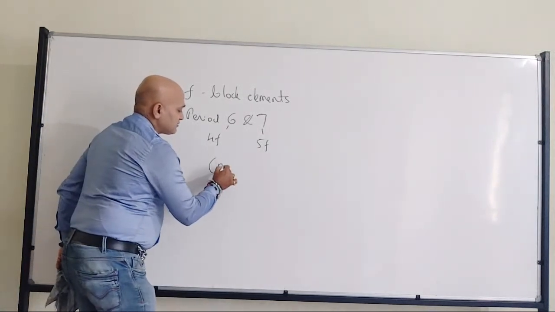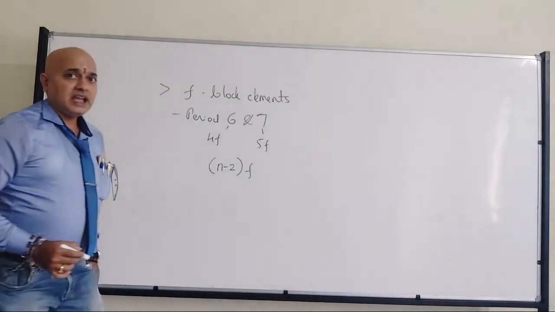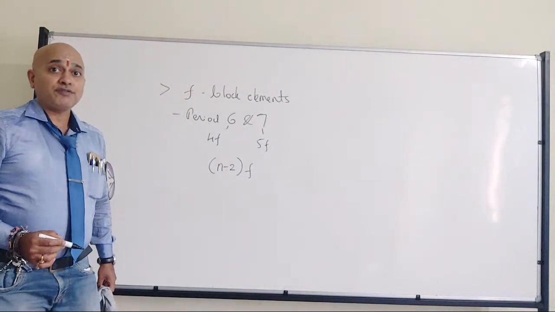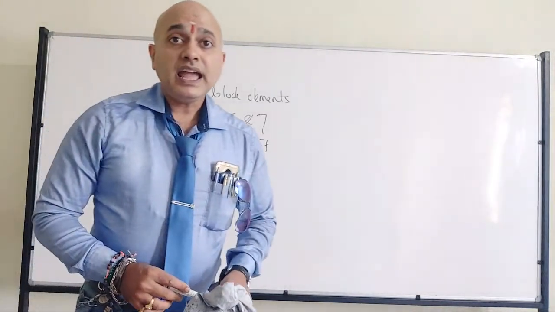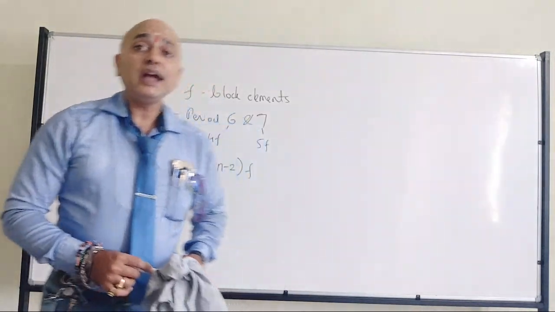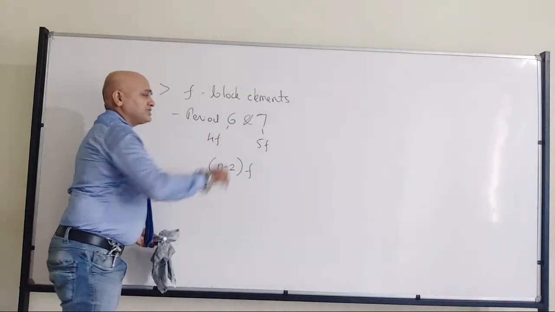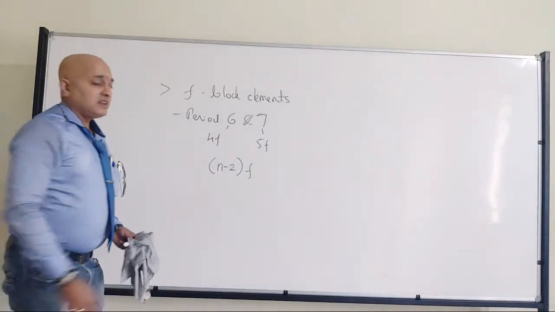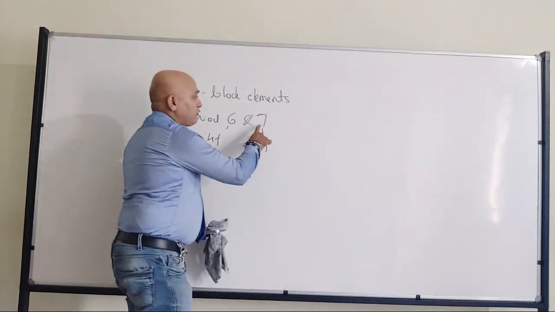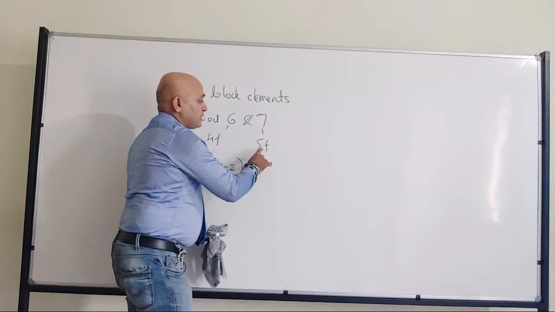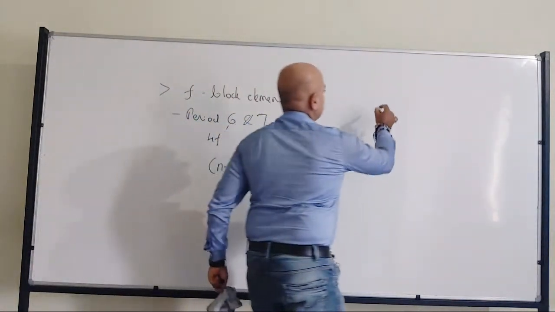Here in this case it will be n minus 2 f. n minus 1 is related to d, n minus 2 is related to f. So why? Because when I am talking about outermost energy level as 6, then 4f is getting filled up. When I am talking about outermost energy level as 7, then 5f is getting filled up. That's what we can see here.